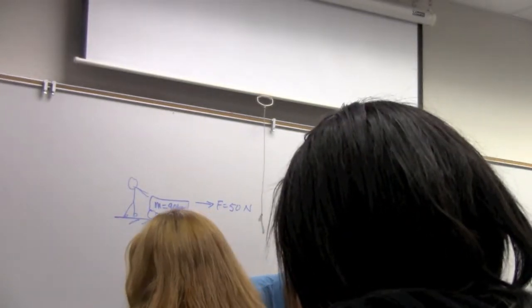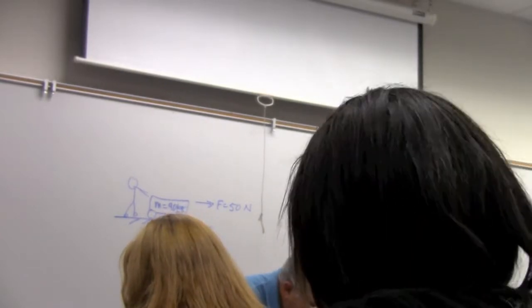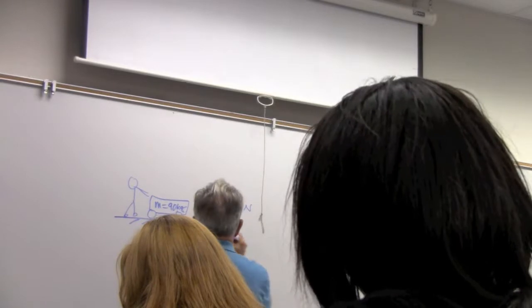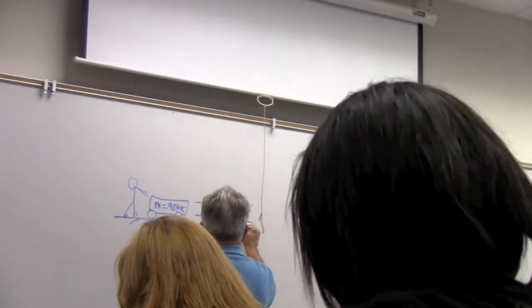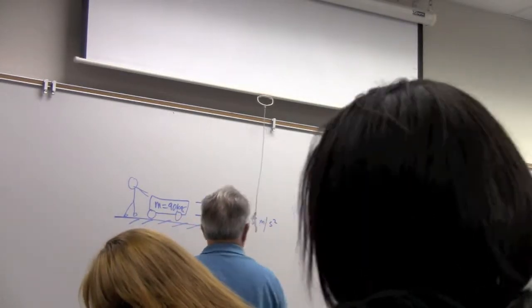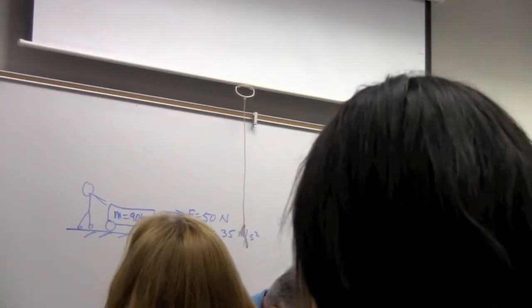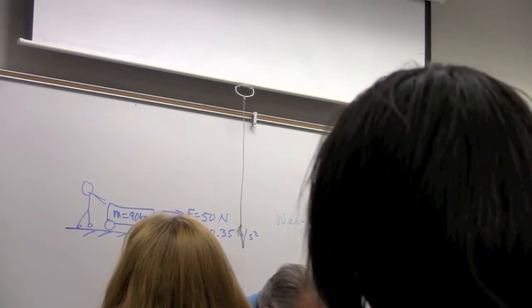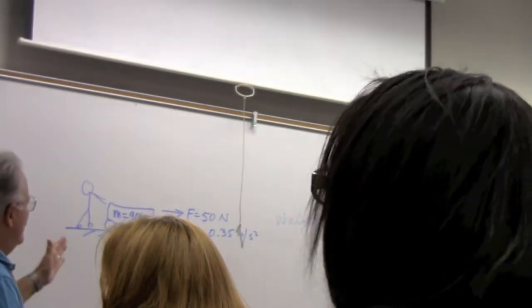And then it says, if the gurney and the patient accelerate at 0.35 meters per second squared. So now they're telling you that the result of this force is an acceleration of 0.35. I don't hold you guys to units here, but it's 0.35 meters per second squared. What is the magnitude of the frictional force? So you say, well, wait a minute. What are they talking about? He's pushing with a force of 50.